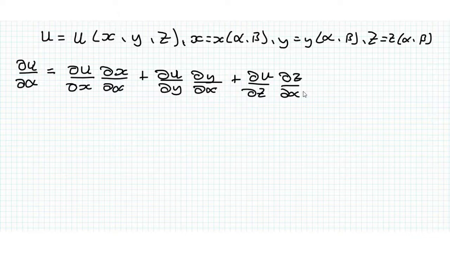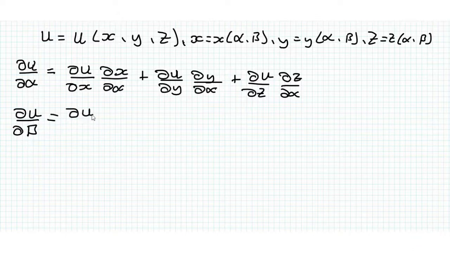Alright, so hopefully by now, if you've watched last video and this one, you're seeing the pattern. And to know how many terms you need, you just need to see how many variables you've got for the thing you're differentiating. And partial du d beta is defined very similarly.